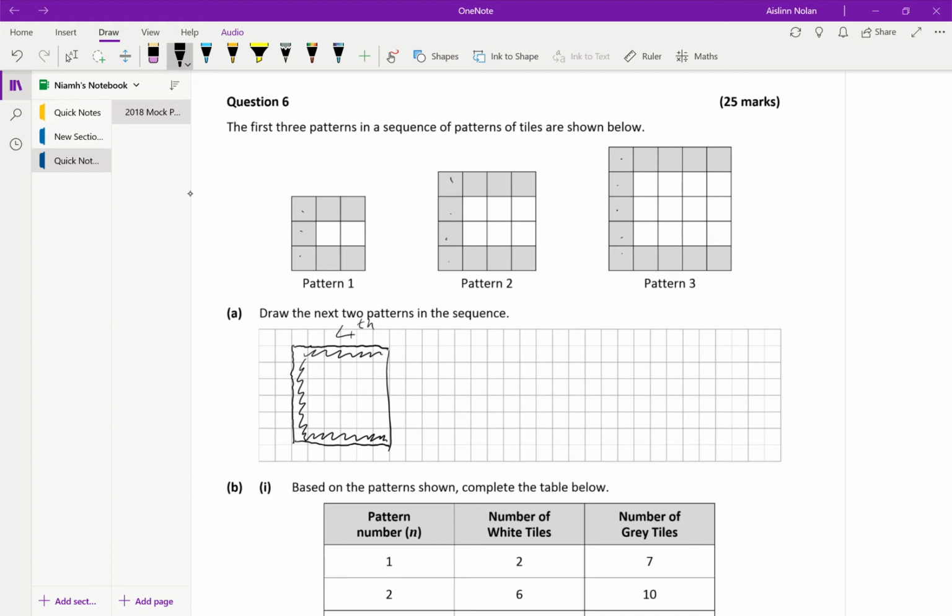And then for the fifth pattern, it's the same, 3 boxes, 4 boxes, 5 boxes, 6 boxes. So the fifth pattern is going to be 7 boxes. And then again, just shade in the ones around the outside.